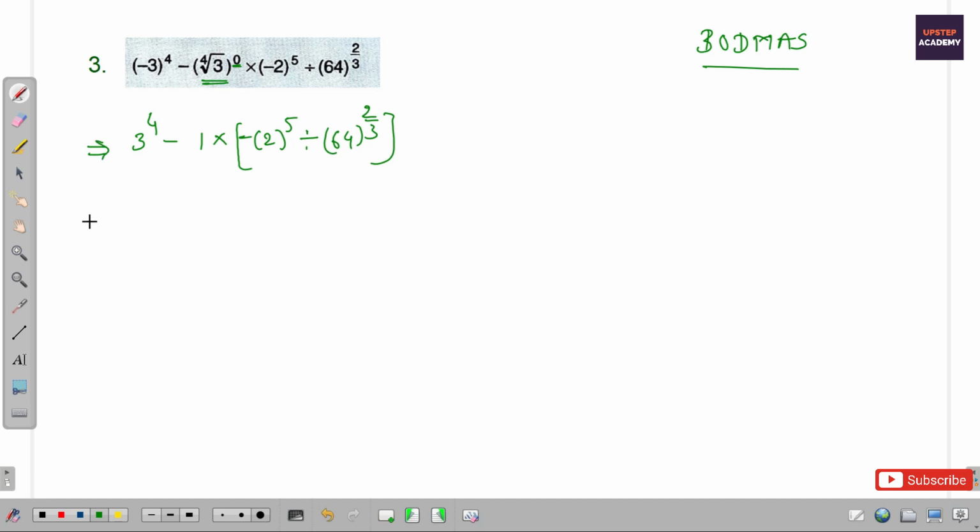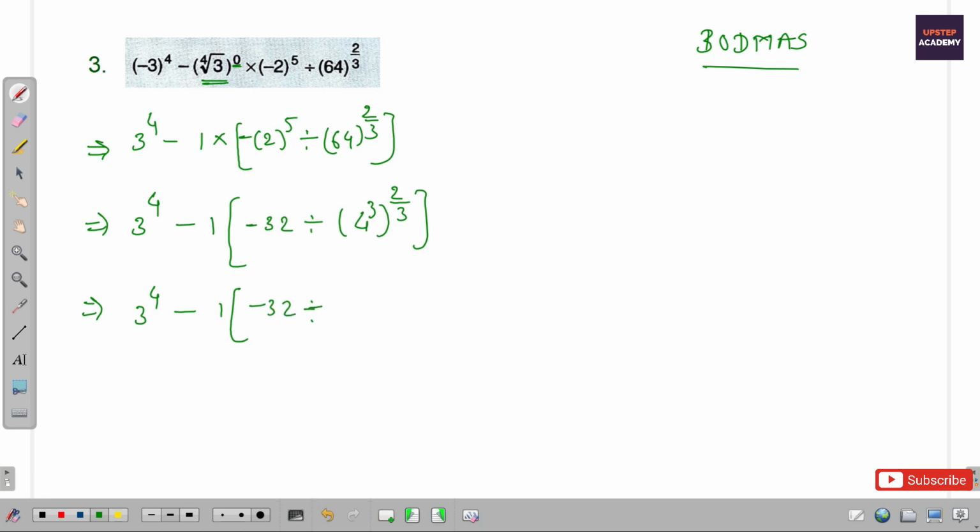So this was the first step. Let us go for the second step. 3^4 − 1 × the square bracket. This 2^5 is 32, so minus 32 divided by 64 is what? 64 is nothing but 4 to the power 3, and here 2 upon 3, right? So let me write another step. 3^4 as it is, 1 as it is, minus 32 as it is, division sign as it is, 4^3 to the power 2 upon 3 we can write.